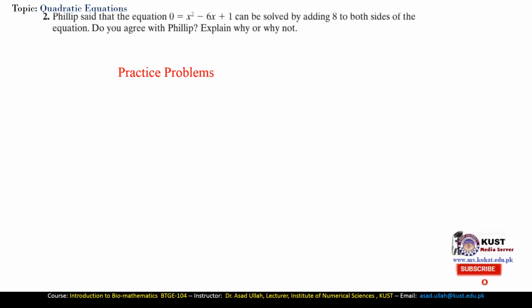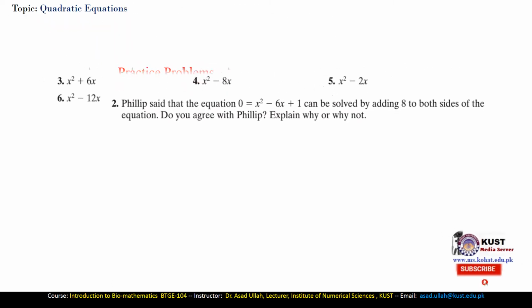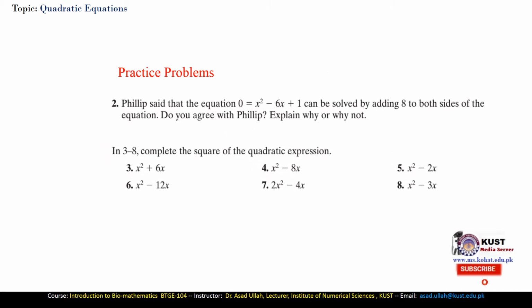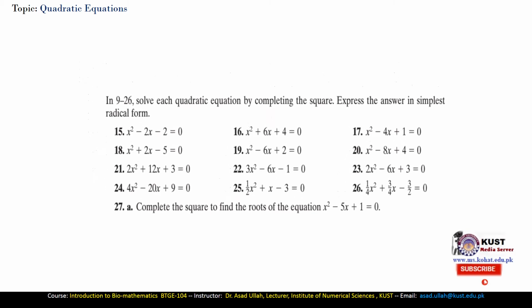Practice problems for the students. Here I am presenting some problems, and students are requested to solve these problems. If you have any issue with these problems, you can contact me on my email address given in the footnote of this slide. Here are some more interesting examples, that is problems 15 to 27. All these problems are quadratic and students are advised to solve these problems by using the completing square method as we discussed in this lecture.